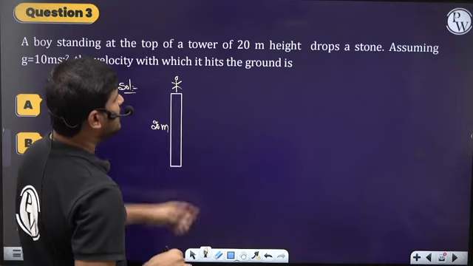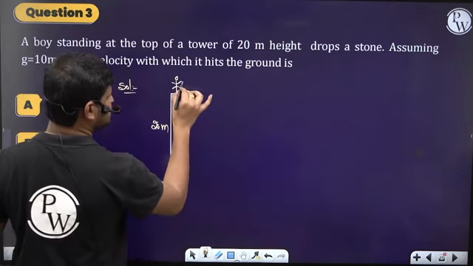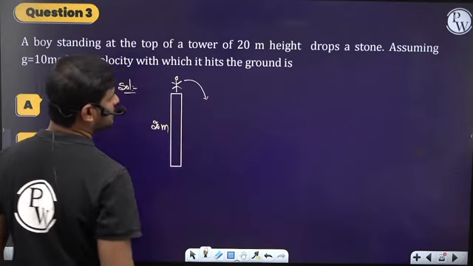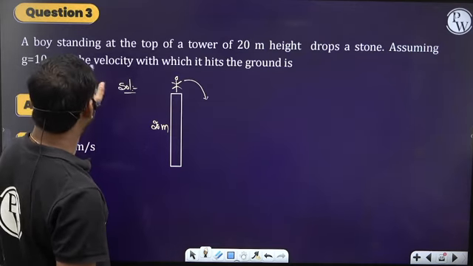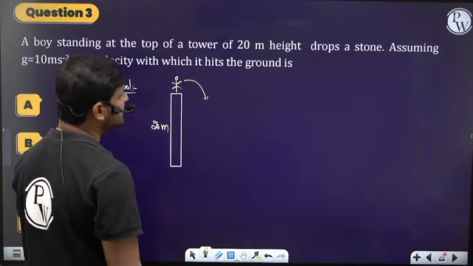Then he drops a stone. So Chintu is dropping a stone, right? Assuming g is equal to 10 meter per second square, find the velocity with which it hits the ground.